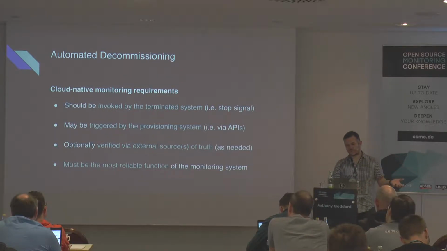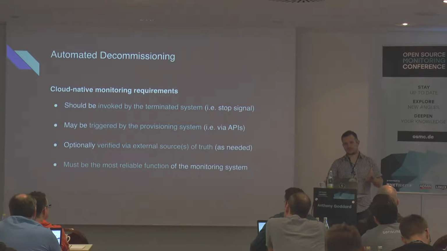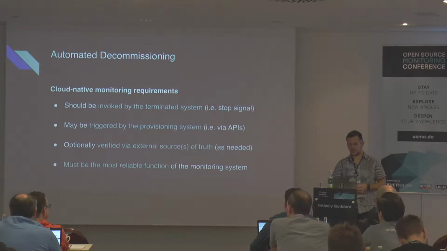It could be optionally verified by an external source of truth. So Chef might know that a node is offline, then you can verify that with AWS. And this, we think, should be the most reliable function of a monitoring system. So knowing that when it's telling you your node is offline, your node is actually offline, we think you have to be able to rely on that information.